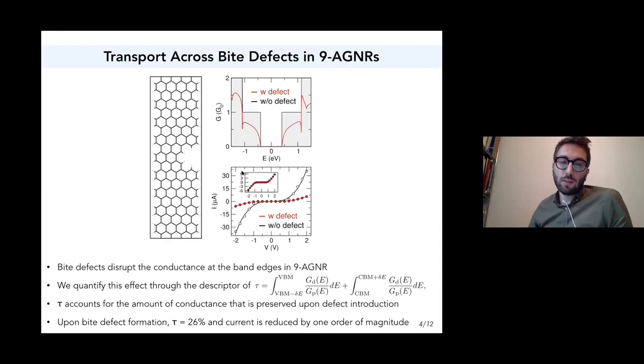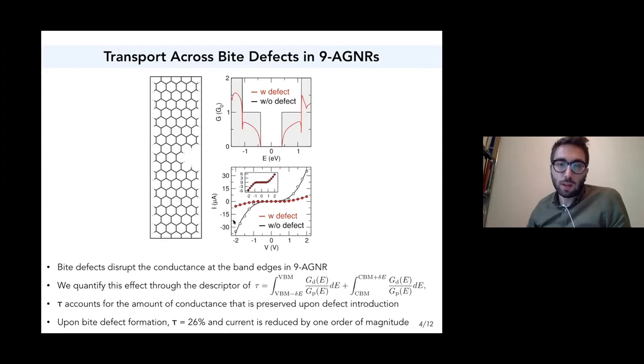Now, this value of tau is defined in a very straightforward way: simply the ratio between the areas below the defective system and the pristine system within approximately 0.1 electron volts. In the case of a 9-AGNR, this value of tau is approximately 26%, which means that once you introduce a single bite defect, more than 70% of the conductance at the band edge is killed. This is also reflected in the IV characteristics calculated here, in which the introduction of bite defects reduces the currents by approximately one order of magnitude at finite bias voltages.